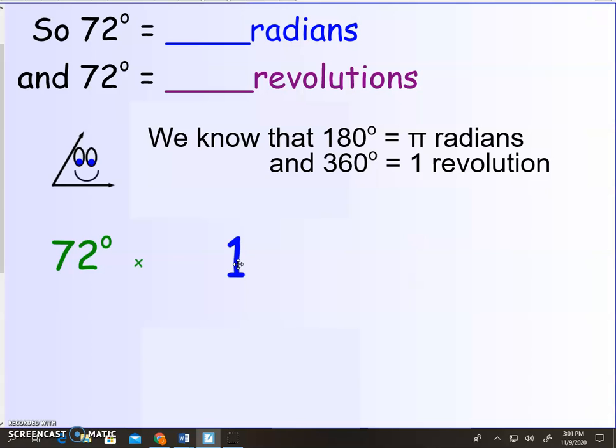Now remember, 1 is any number over itself. 1 is 5 over 5. 1 is 12 over the quantity of 10 plus 2. As long as it's the same on top as it is on the bottom, it's 1. Watch how I dress up that 1.